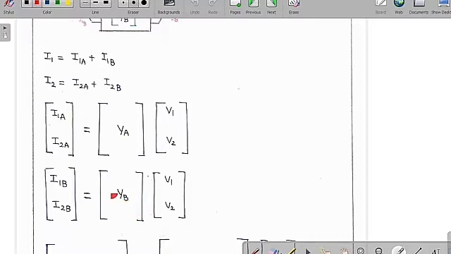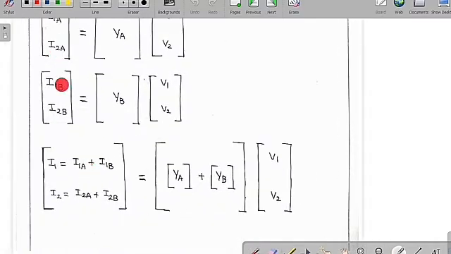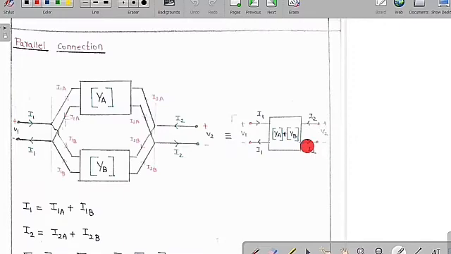If you want the overall current, you have to add these two matrices, and then only we can get the overall input currents I1 and I2. If we add these two matrices, we get I1 equal to I1A plus I1B and I2 equal to I2A plus I2B, in terms of V1, V2. So whenever two networks are connected in parallel, the overall Y parameter is equal to the addition of the two individual Y parameters. This is the equivalent circuit of I1, I2, V1 and V2. Therefore I1, I2 is equal to YA plus YB into V1, V2.